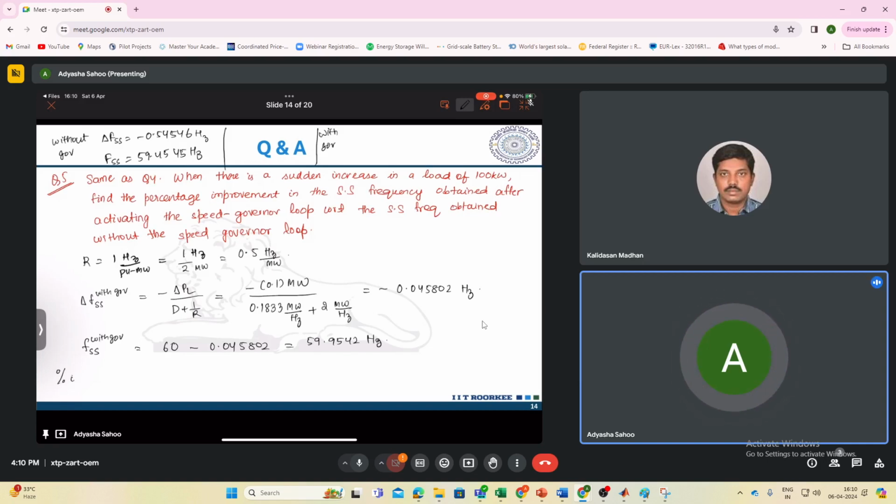So percentage improvement you can calculate as 59.9542 minus 59.4545 divided by 59.4545 into 100. So that gives us 0.8405% improvement.